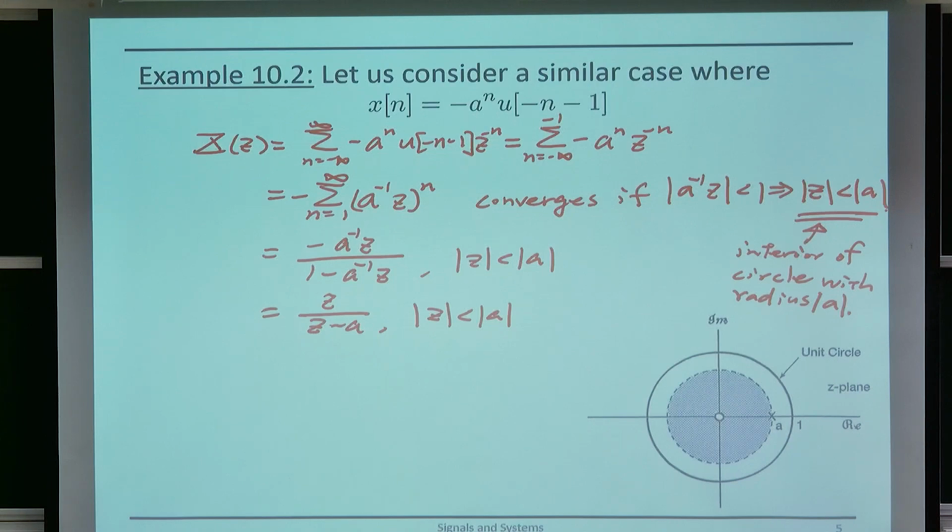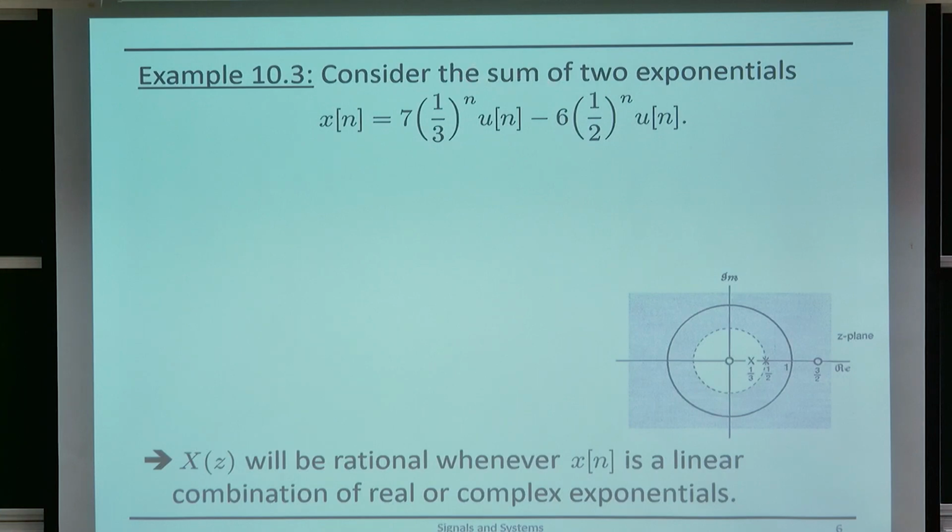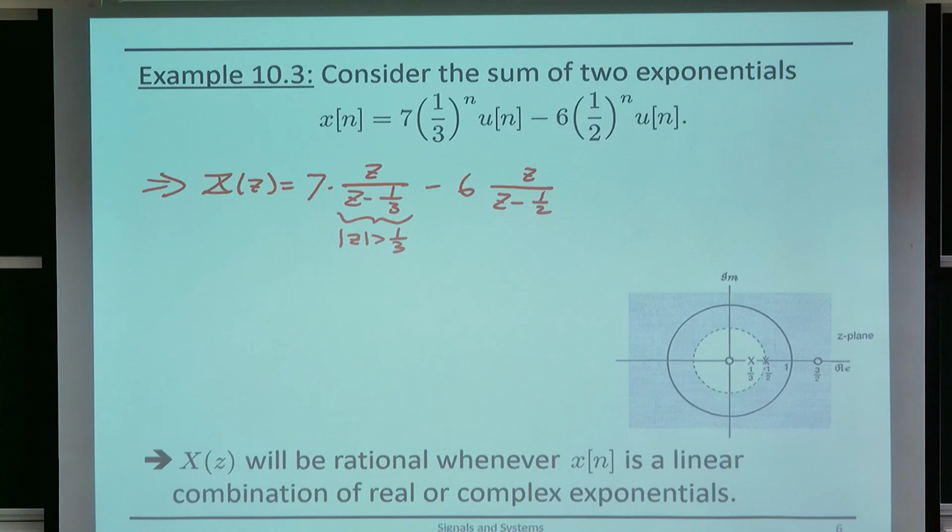Okay. Now let's look at another example. Suppose that we have a sum of two geometric series. We have 7 times something that is in the form of example 10.1, and here we have 6 times something that is also in the form of example 10.1. By applying example 10.1, we get directly the z transform, which is 7 times z over z minus 1 over 3, minus 6 times z over z minus 1/2. The region of convergence for the first term is the absolute value of z greater than 1 over 3, and this one has a region of convergence that is the absolute value of z greater than 1/2.